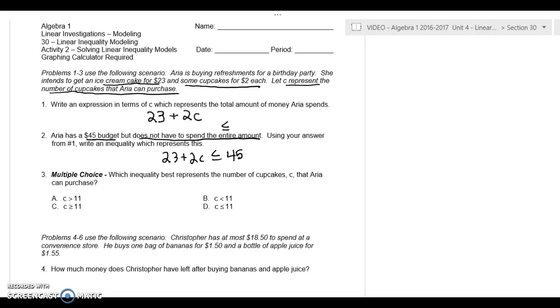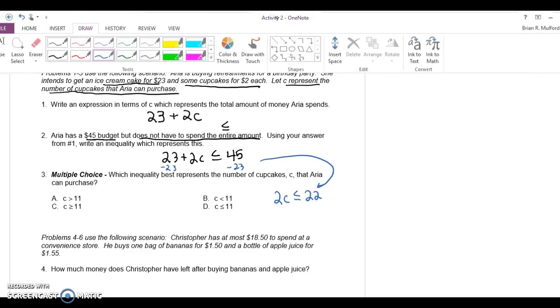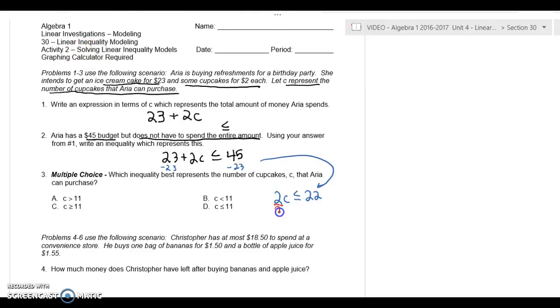Now it looks like what we're going to do in number 3 is find the number of cupcakes that she can purchase. So we're going to solve for C. And to solve for C, it looks like I've got two things I need to do. I'm going to take that inequality and I'm going to subtract 23. I'll continue my work down here. So we'll have 2C is less than or equal to 22. And then I'm going to divide by 2. C is less than or equal to 11.